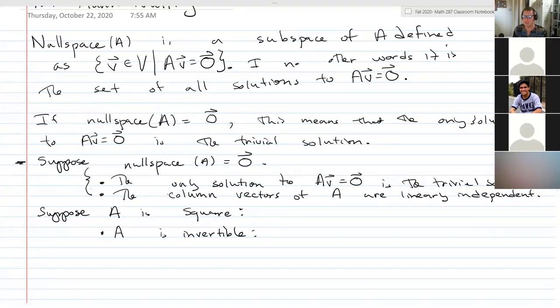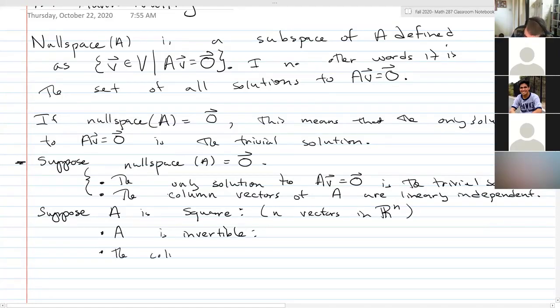They are essentially the same idea: the only solution to Av equals 0 is the trivial solution, and the column vectors of A are linearly independent. Those three are kind of like the same idea in many ways. They're connected. But if A is square, meaning there are n vectors in Rn, then A is invertible, and the column vectors of A span V, which in this case will often be Rn.